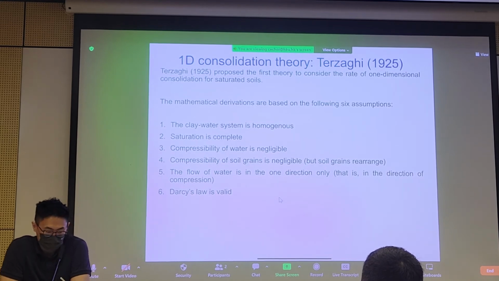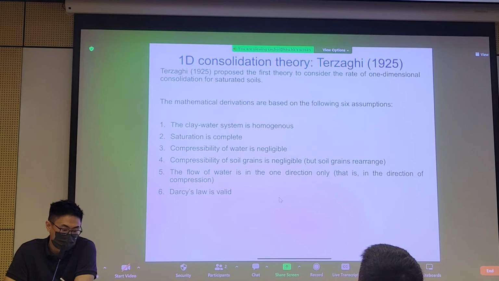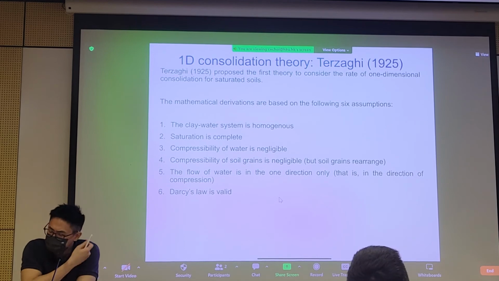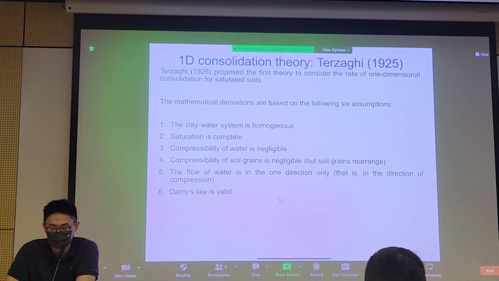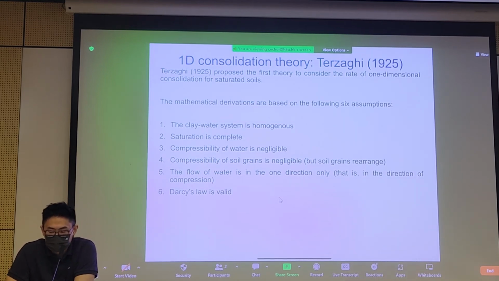So that's why often when we introduce a new theory, we are always trying to outline the assumptions involved. Now, some of these assumptions may be quite apparent as we go through the steps, and some may not be that apparent. So the first one is we assume that we have a homogeneous soil layer, that it's not a heterogeneous soil layer.